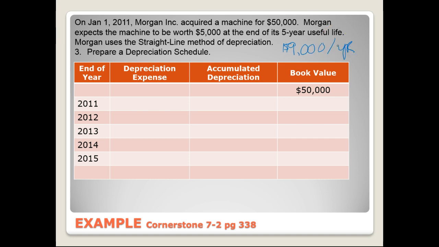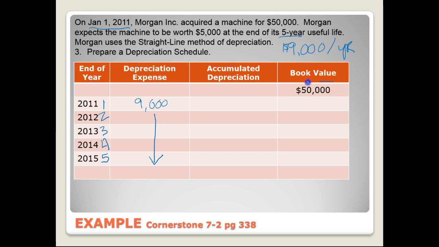Remember, for the straight line method, it's the same amount every year. So the amount for 2011 would be $9,000. It would be that amount for every single year of the asset's life. Remember, it's a 5-year usable life. So the end of 2011 would be the end of the first year, because we bought it on January 1st, 2011. End of 2012 is the second year. End of 2013 is the third year. End of 2014 is the fourth year. End of 2015 would be the end of the useful life for this machine.